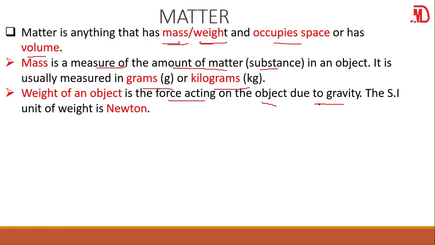So that is the weight of the object. And of course, it is also measured in Newton. Why Newton? Because Newton is the unit for force. And we are saying the weight of an object is actually a force. So it is the force that is acting on the object. So that is what it means to say weight of an object.